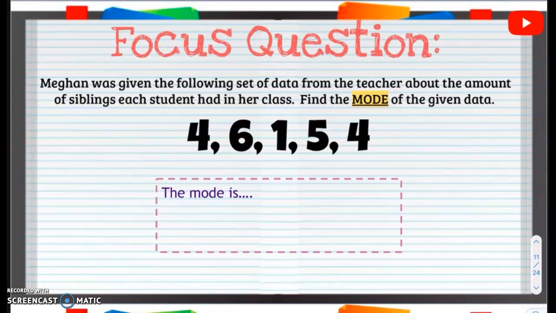Focus question for January 4th, 2021. Megan was given the following set of data from the teacher about the amount of siblings each student had in her class. Find the mode of the given data.